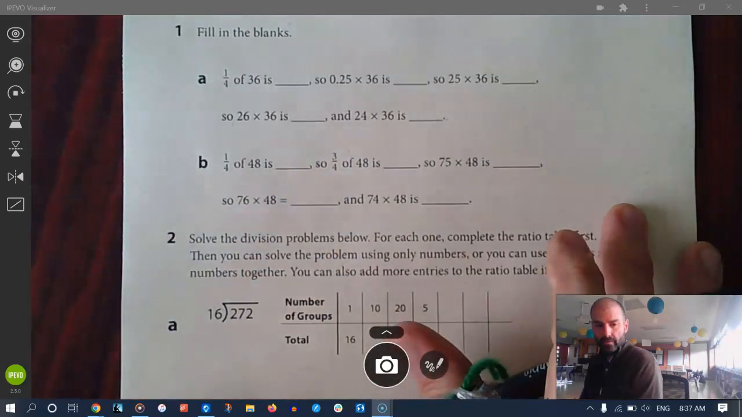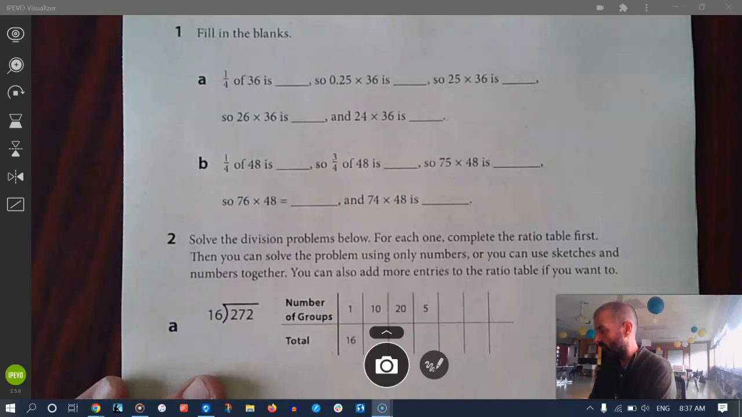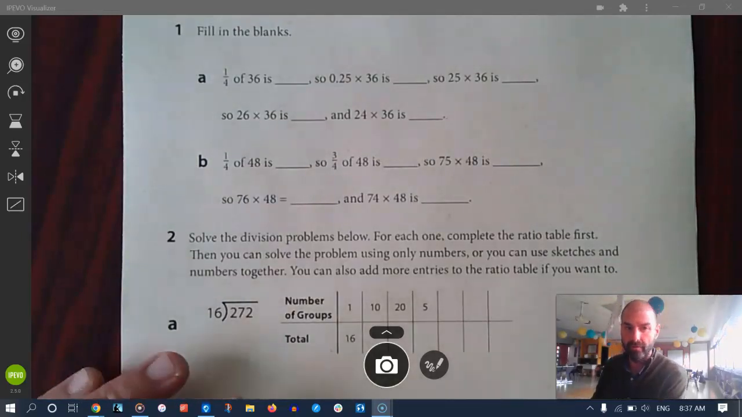So we're going to go through this. You can be doing this on your own, with groups, or checking in with me live, all that good stuff.